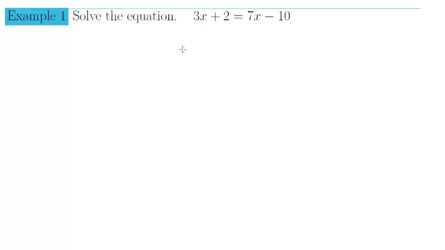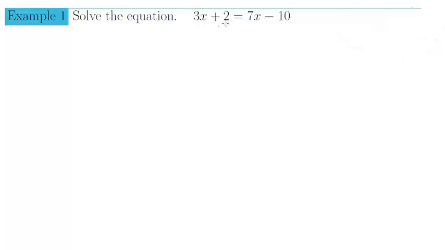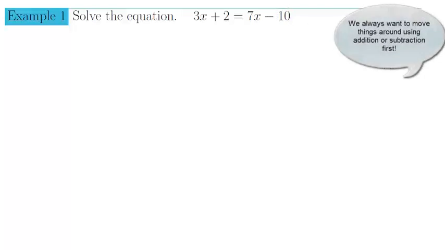The first example in this topic has us solve the equation 3x plus 2 is equal to 7x minus 10. Remember, our main idea is to use reverse operations to isolate the variable. So we have both a variable term and a number term on each side. We want to move things around so that our variables are on one side and our numbers are on the other side. So the first thing we're going to do is apply the reverse operation to move this plus 2 over here with his friend negative 10. So let me go ahead and recopy this down here.